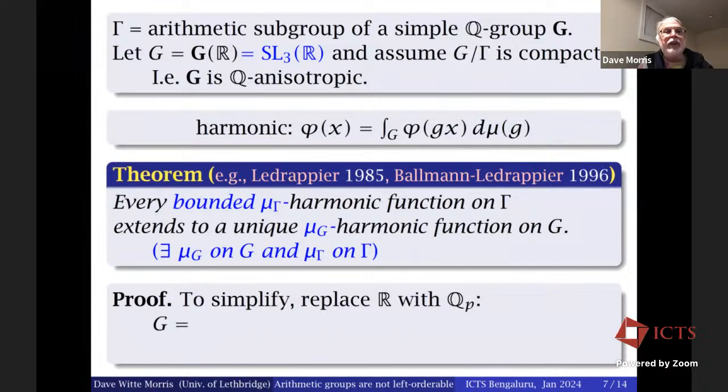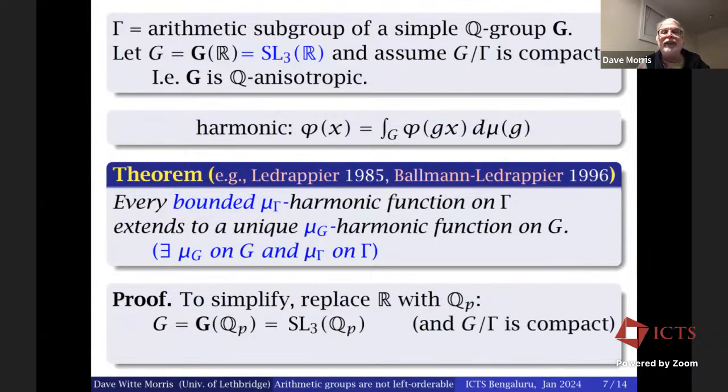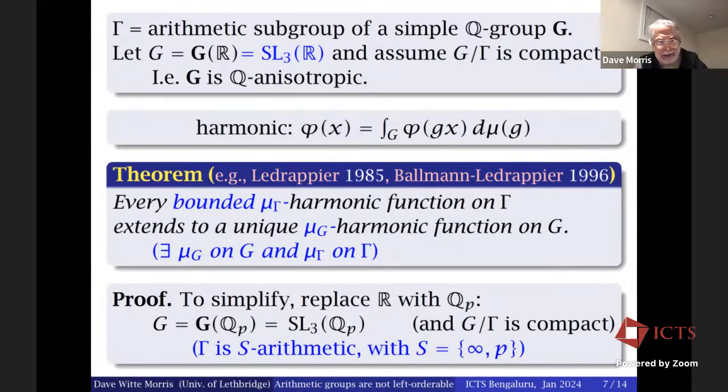So the situation I'm in is that G is not the real points of my algebraic group, but the p-adic points. So just think of it as being SL3 of Q_p, and gamma is some co-compact lattice in G. If you want to think in terms of arithmetic groups, what this means is that gamma is not actually arithmetic, it's going to be S-arithmetic. And our set S is, of course, the infinite place plus one finite prime p.